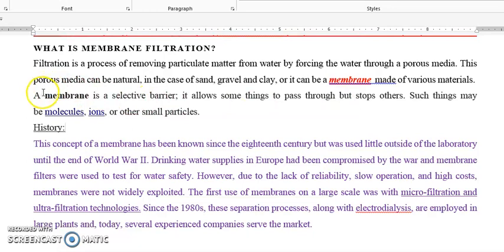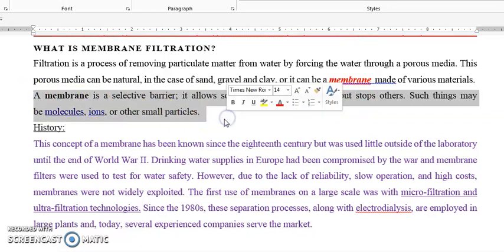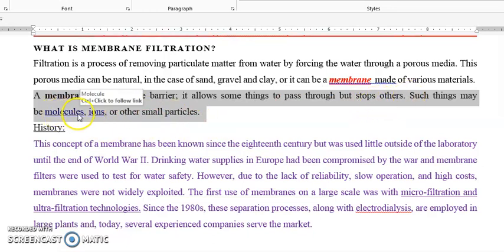And how do you define a membrane? It is a selective barrier which allows certain things to pass through the membrane, but it will stop some other things from passing through the membrane. The materials stopped by the membrane are molecules, ions and some small particles which are not allowed to pass through the membrane.